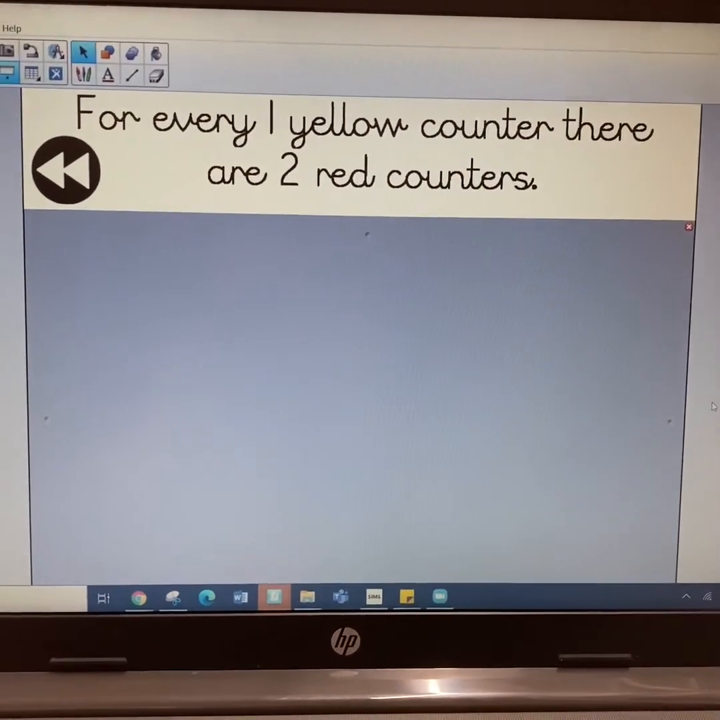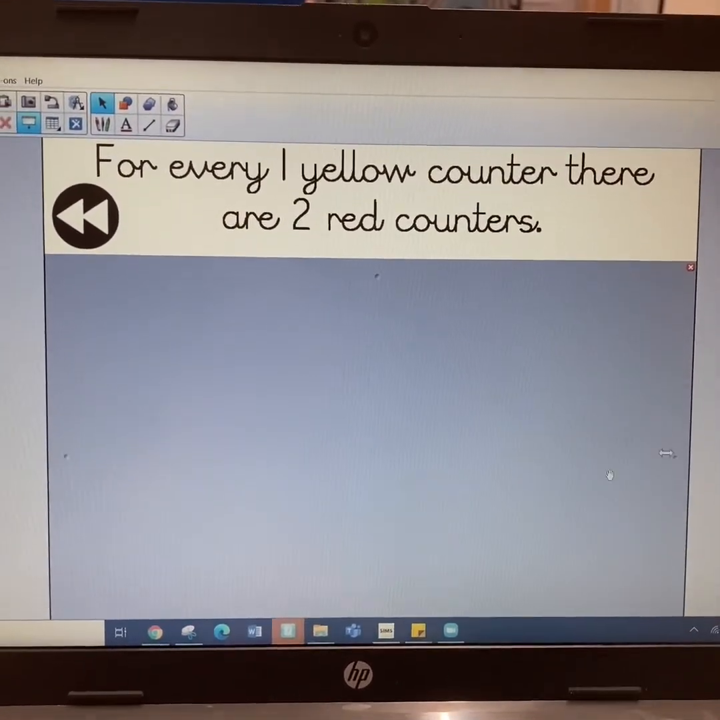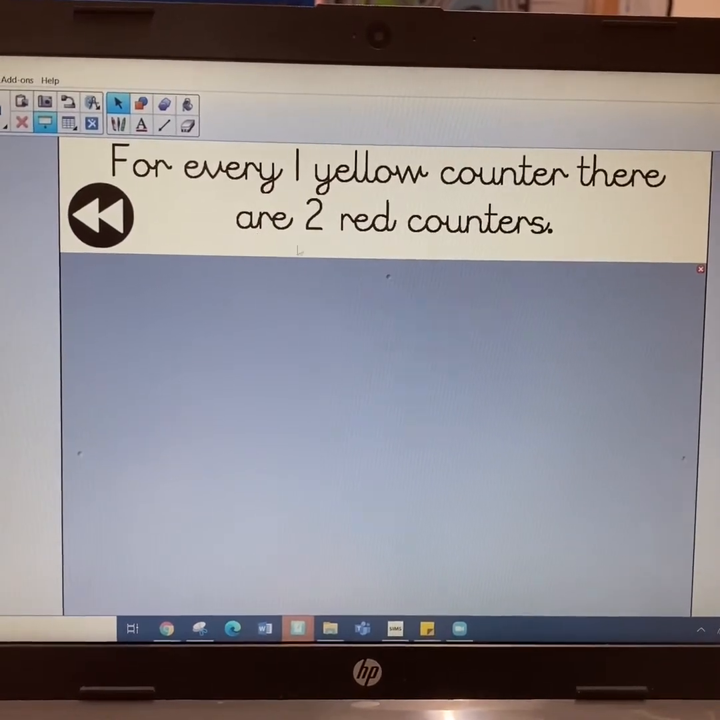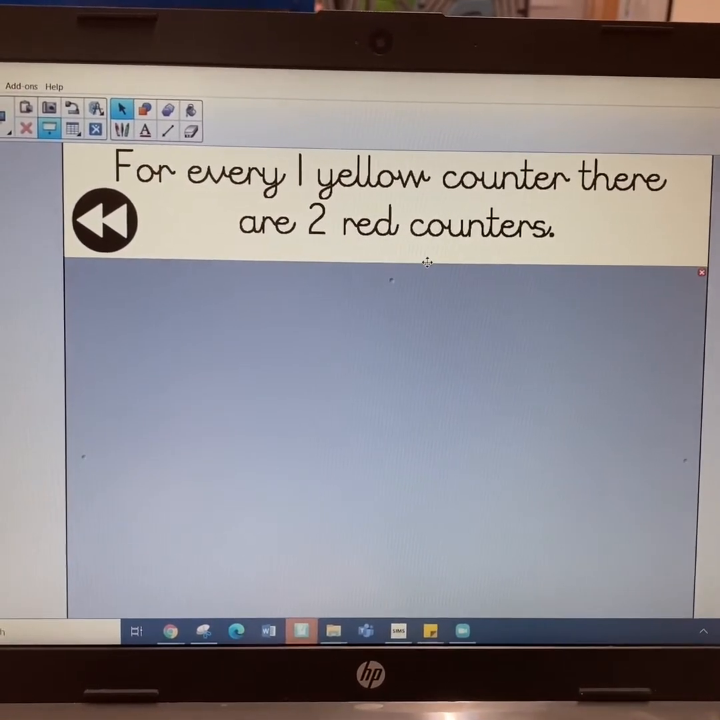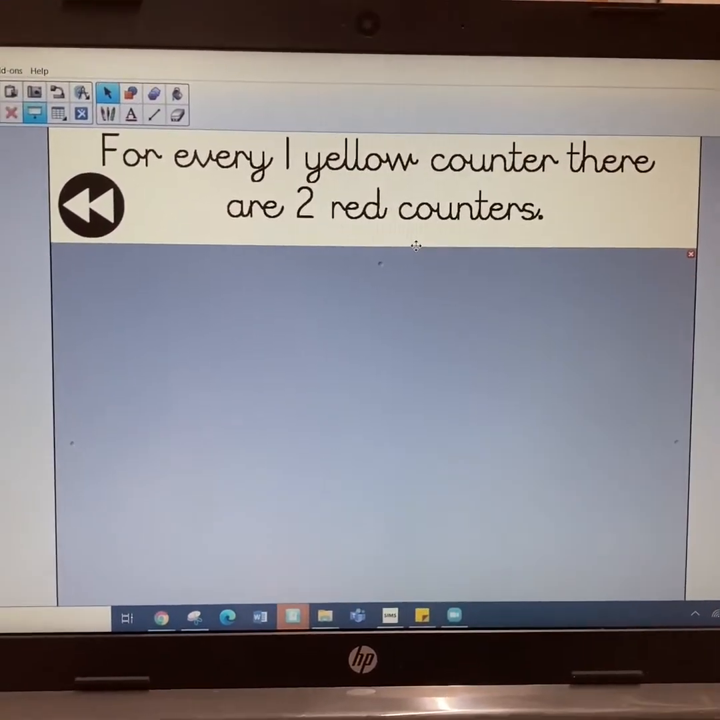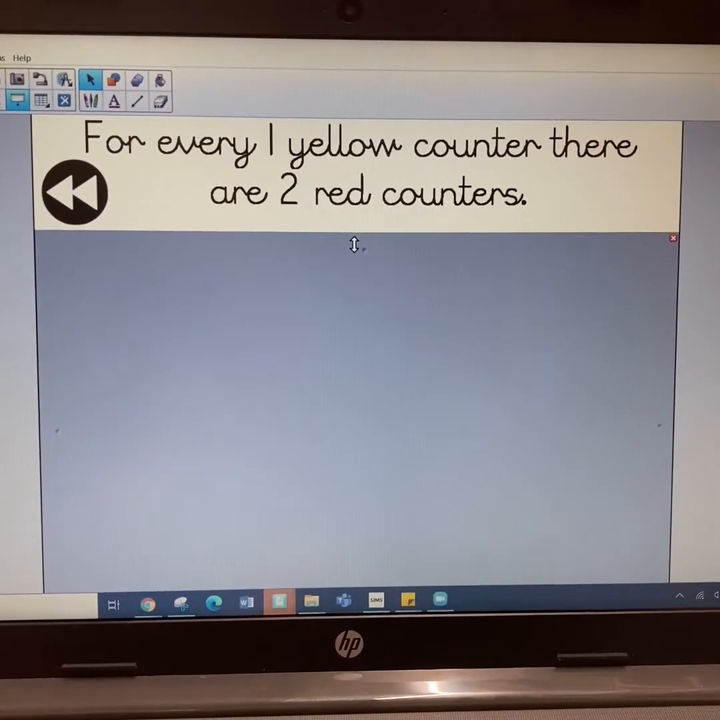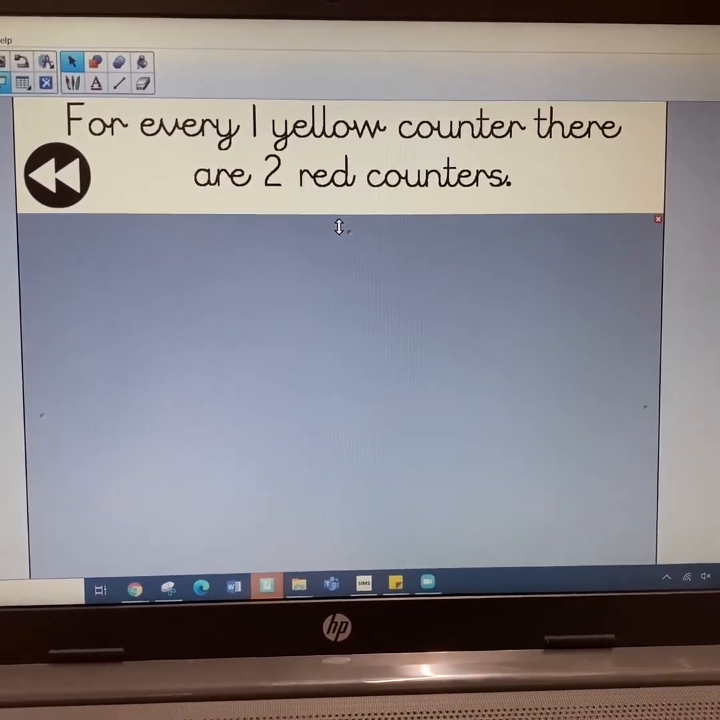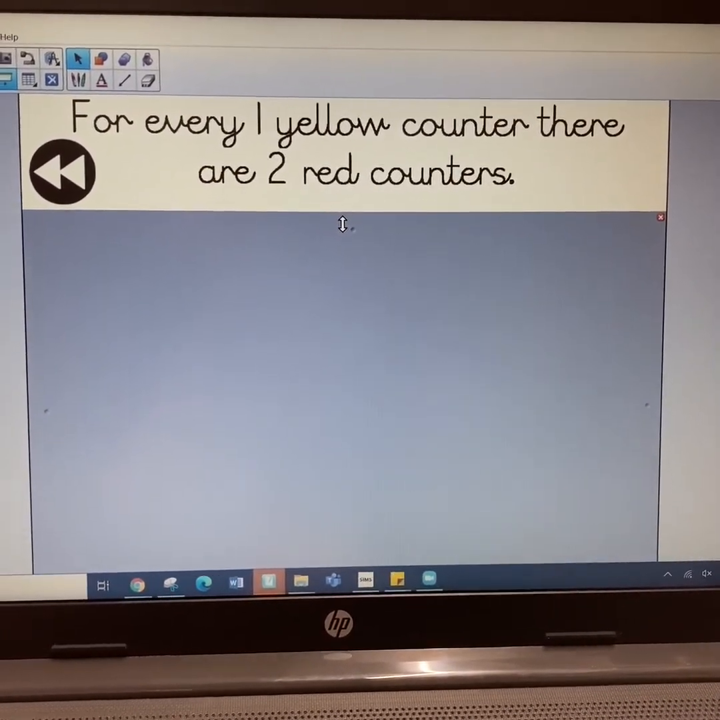Okay then, these are the sentences that we've been using this week. For every one yellow counter, there are two red counters. Can you, in your book, after you've written today's date, write down what this would look like as a ratio written with the colon? Can you draw it and show me what this might look like?